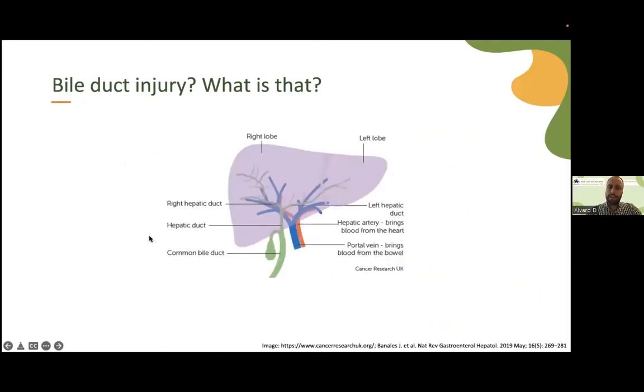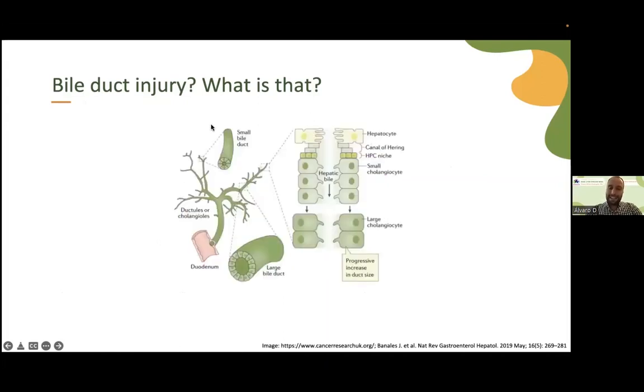This is a picture of the anatomy of the liver. We can see here in blue the vein, in red the artery, and in green we can see the biliary tree. Here in the slide we can see the macroscopic view, let's say the big picture of the biliary tree, and on the right part of the slide we can see the microscopic view, the detailed view.